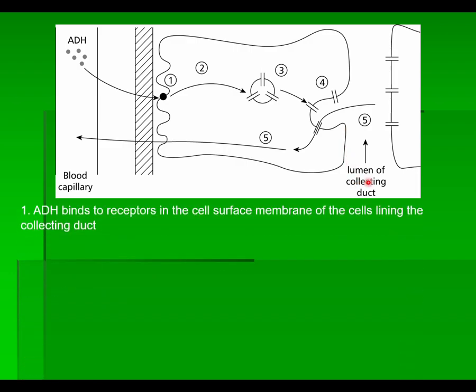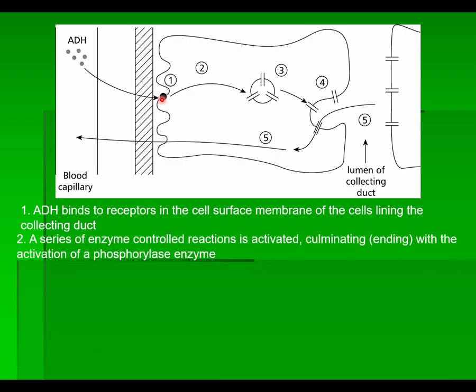So what happens is ADH comes along. Now ADH is a peptide hormone, so therefore it doesn't enter the cell. So it binds to the receptors. Remember, those receptors are either glycolipids or glycoproteins. They're complementary to the hormone, and they bind to that. That then sets up a series of enzyme-controlled reactions, which ultimately ends up activating a phosphorylase enzyme.